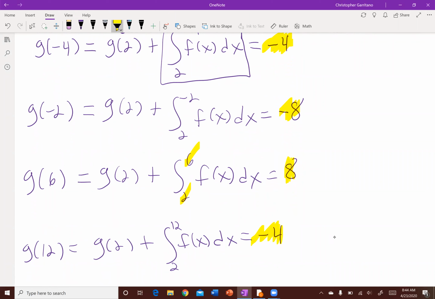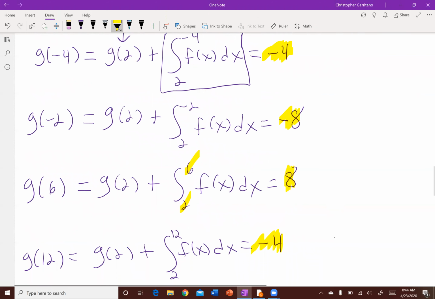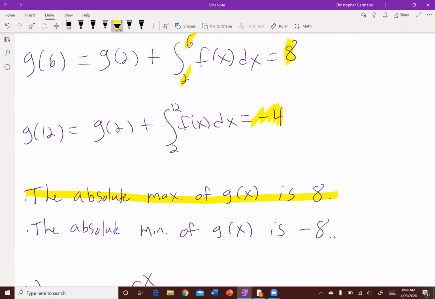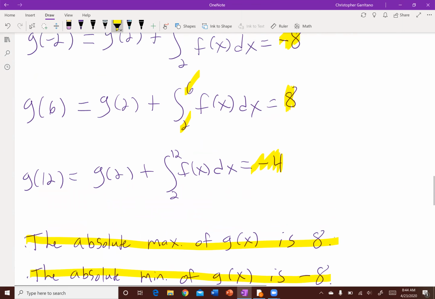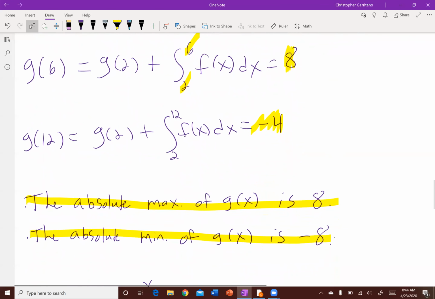Now the question asks for the absolute max or min. We've found the value of g for each of the candidates, and as you can clearly see, the absolute maximum value of g is 8. The absolute minimum value of g is -8. And so just make sure to make that statement. Always tie your answer in a knot, tie a little bow on it, and make a final statement. And as far as the justification, all of this work that you did prior, that is your justification.